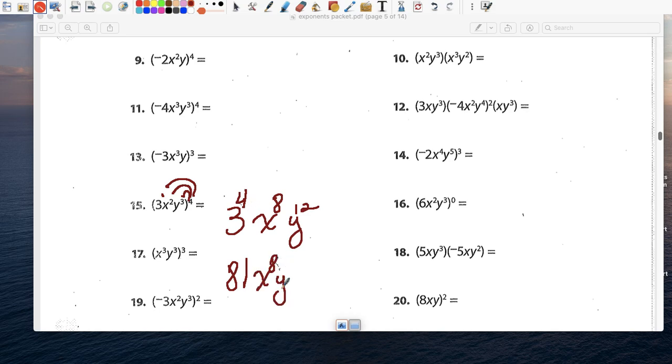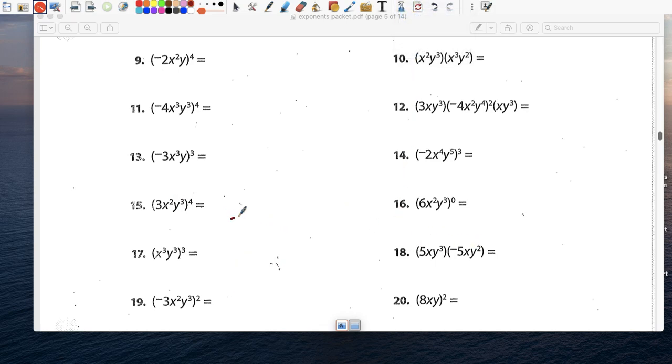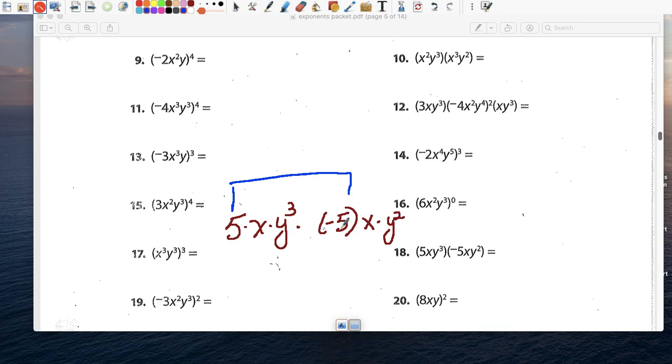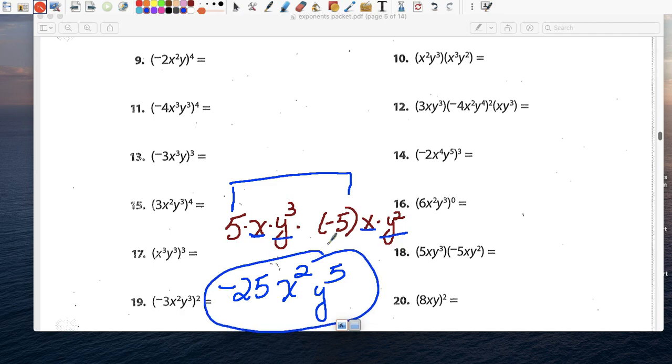X to the 8th power, y to the 12th. Next, 5 times x times y cubed. There's no exponent outside the parentheses, so we don't have to do anything. Times negative 5, I'll put that in parentheses, times x times y to the 2nd power. So this one is fairly easy. Coefficients: 5 times negative 5 is negative 25. X times x is x squared. Y cubed times y squared is y to the 5th power. There is our final answer.